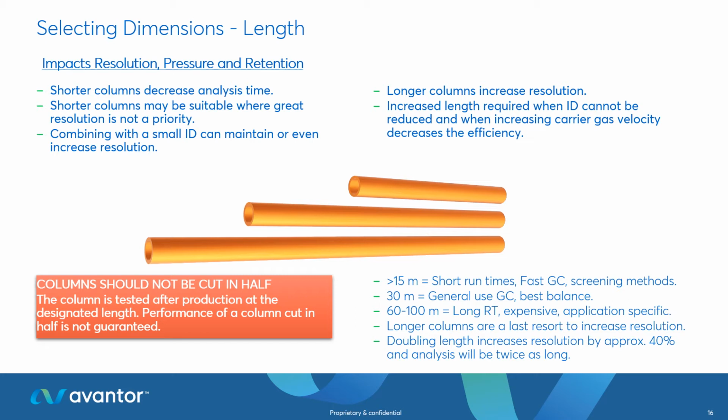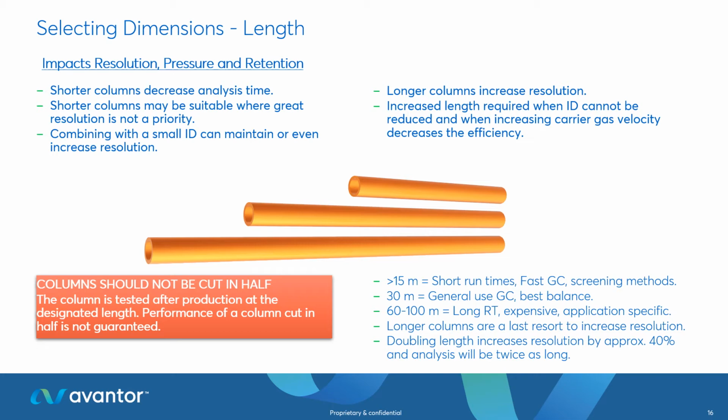In terms of typical uses, if the column is less than 15 meters, then we're looking at short run times, fast GC, etc. A column of about 30 meters is a typical general-use GC. If we're looking for very long retention times for specific applications, then we may be looking at columns that are 60 to 100 meters. In terms of increasing the resolution, increasing the column length will help.